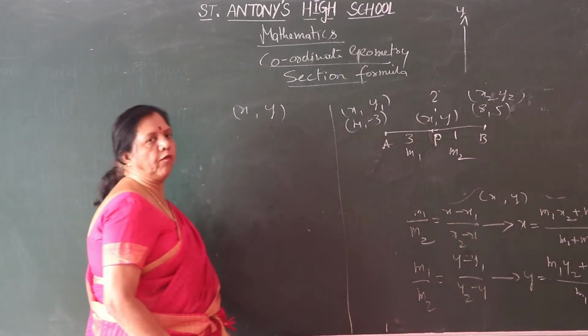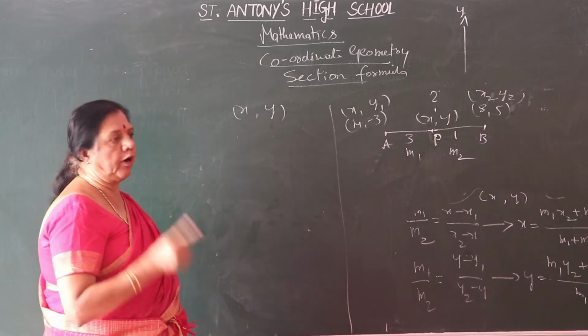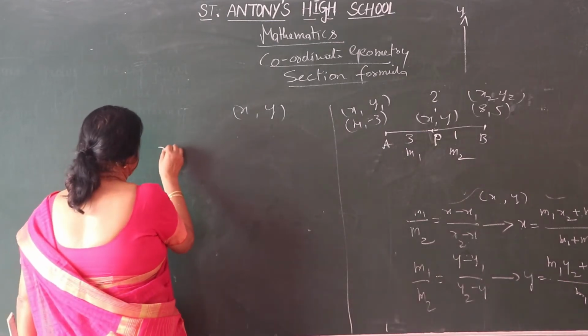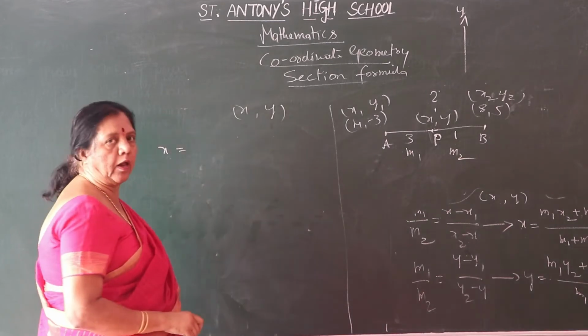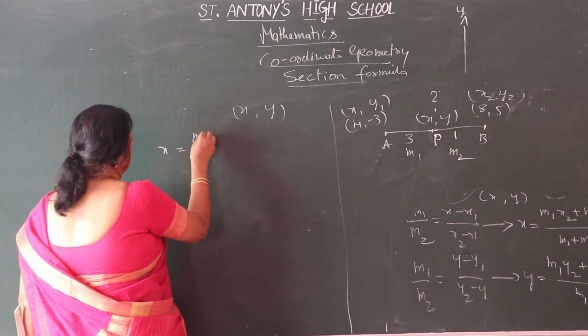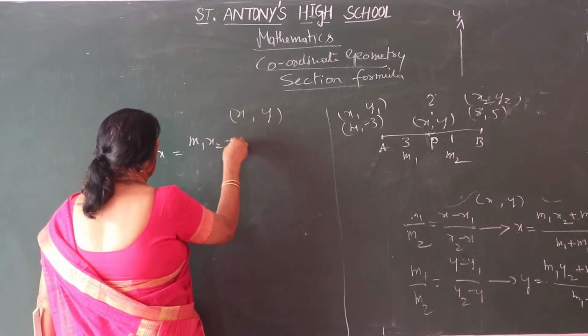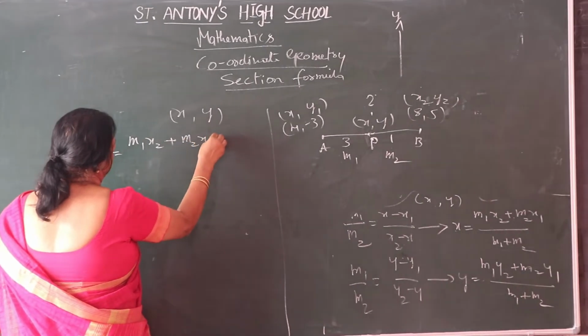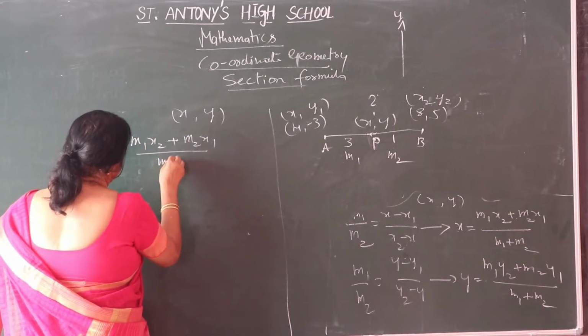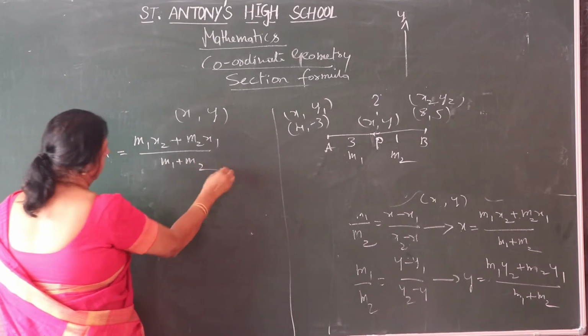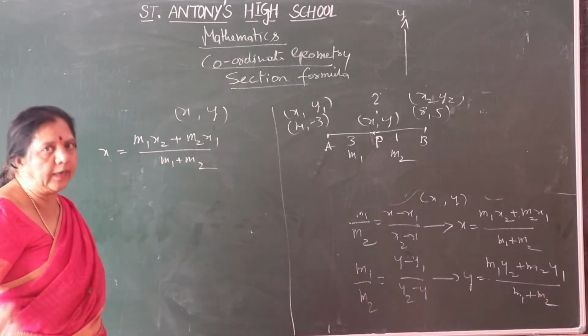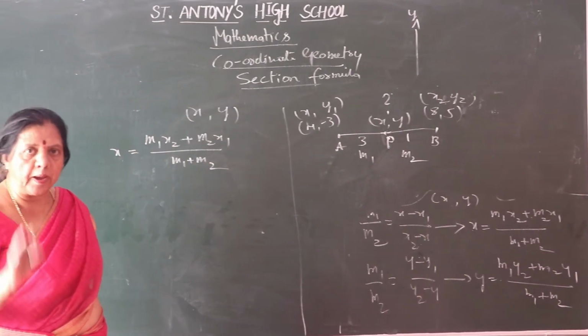Use the section formula to find out. First find the x coordinate. What is the formula? x is equal to m1 x2 plus m2 x1 by m1 plus m2. Very easy. You have to learn it by heart.